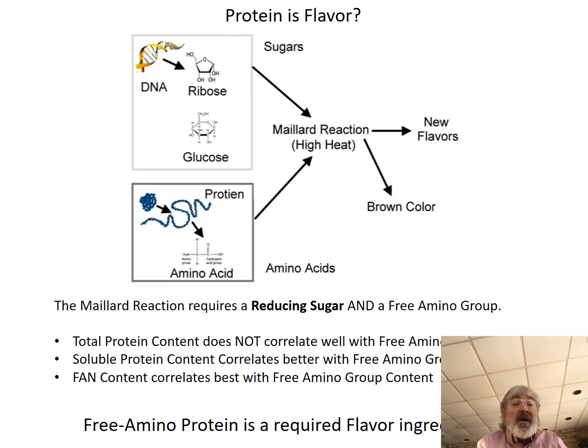Also, it's really important to point out that these are free amino groups that we are reacting. Big proteins don't only have one free amino group. So free amino groups aren't proteins, they're chopped up proteins. So a higher total protein is not giving you anything.